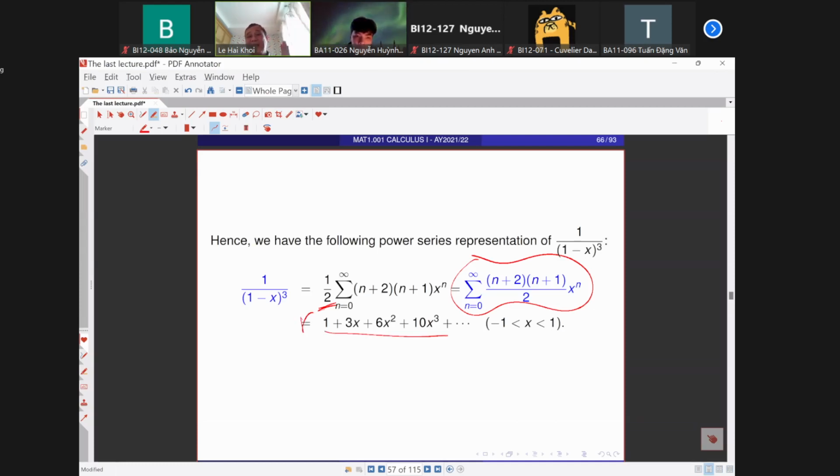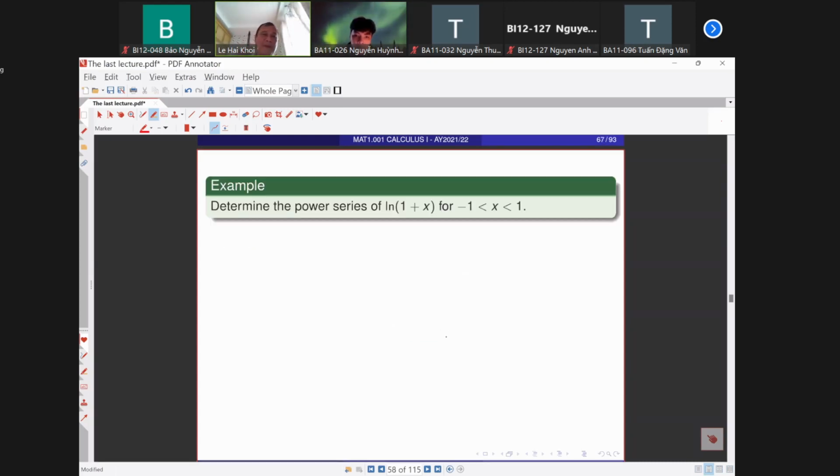So this example in two different cases shows that you have to look at the question carefully to see the relationship between these two possibilities, either using the sum as a function or using it as a power series to work on. Okay, so another example, you should pay attention to that. Determine the power series of that function.